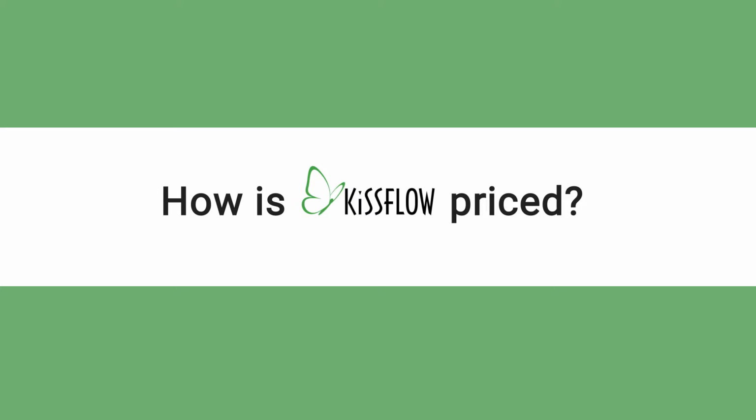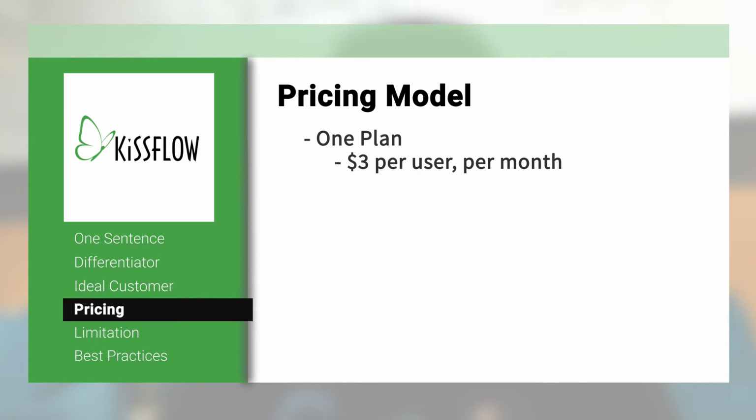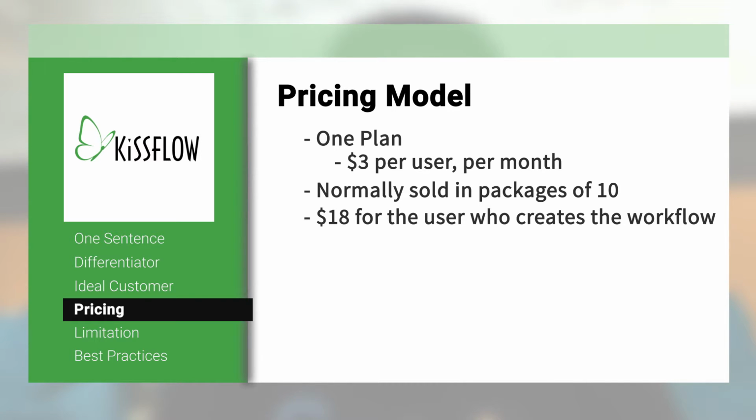This is how he broke it down for us. So we have only one plan. It's $3 per user per month. Normally we sell in packages of 10. So if you have 10 users, then it comes around $30. And whoever creates the workflow, it's $18 per month. So the normal minimal package in Kissflow is $48, right?